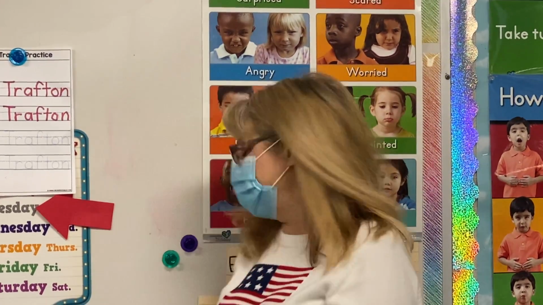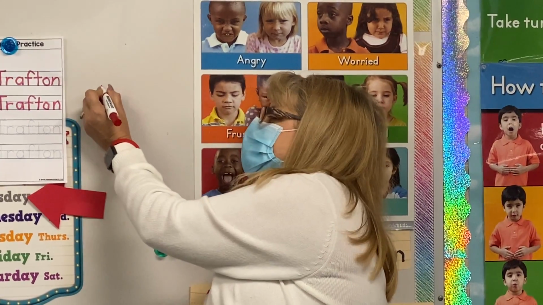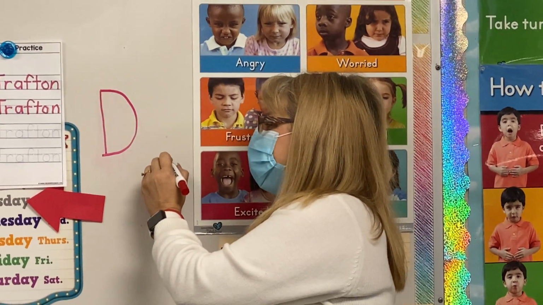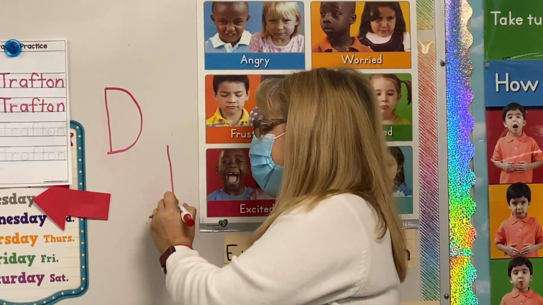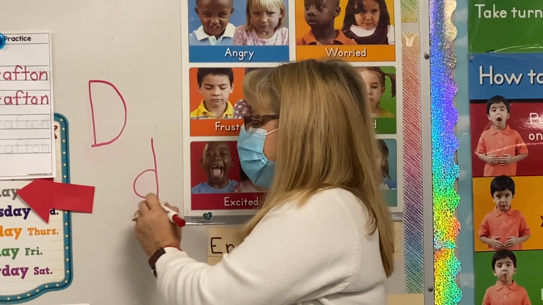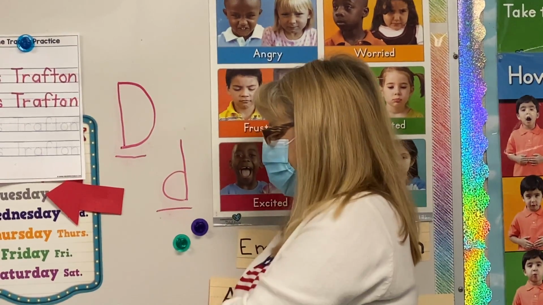Now we're going to work on our letter of the week, which is D. So a big line down and a big curve, D, D, D. Then a lowercase d is a big line down and a little curve. You hop to the middle and just do a little curve. So here's an uppercase D and a lowercase d.